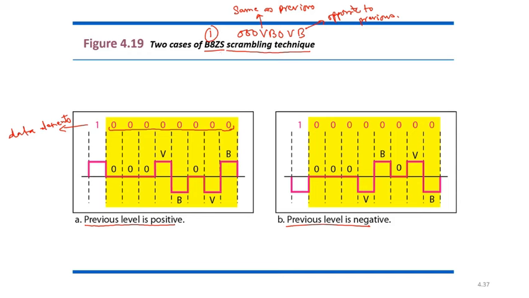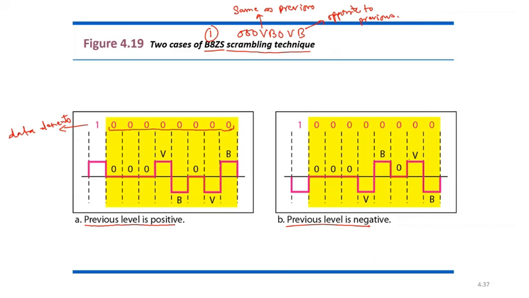Another case is when the previous level is negative. Then the starting 3 will be 000. Next will be V, which will be the same as the previous non-zero bit. The previous non-zero bit is negative, so it will be negative. Then B will be opposite to the negative, so it is positive. Then comes 0, then 0. The next 0 will be represented by V. This V will be the same as the previous one.